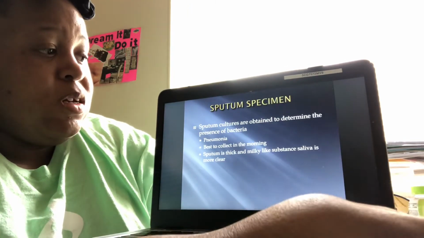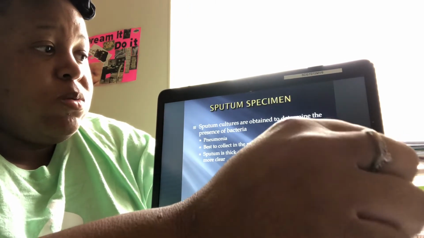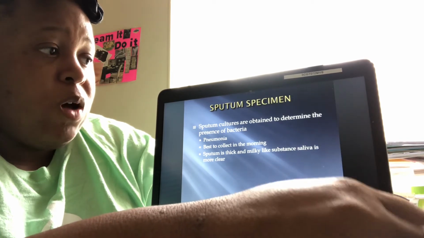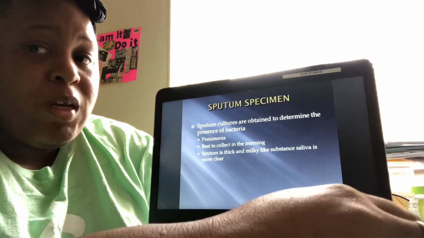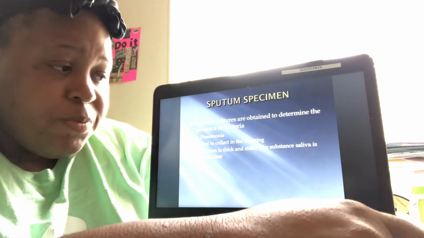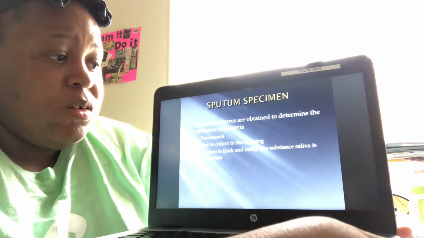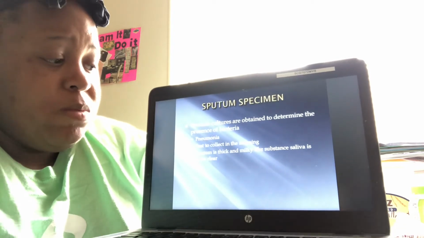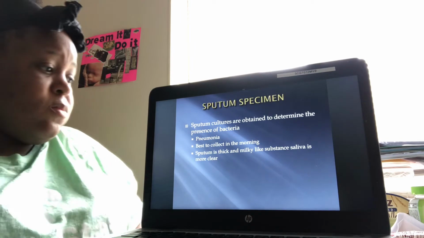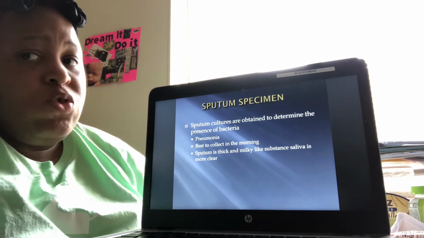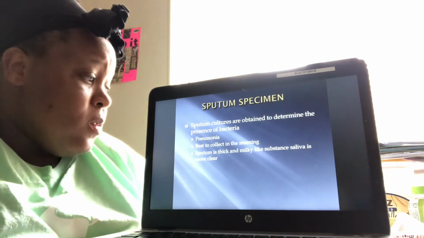Next specimen is a sputum culture. Sputum cultures are obtained to also find the presence of bacteria. Most common is pneumonia and other bacteria. You want to collect this specimen early in the morning before drinking or eating even happens.